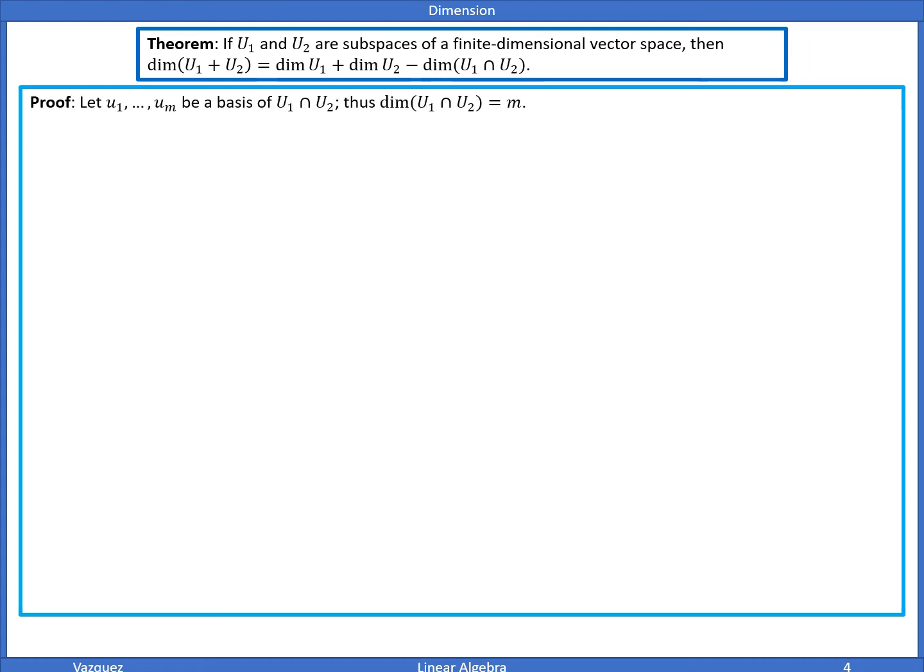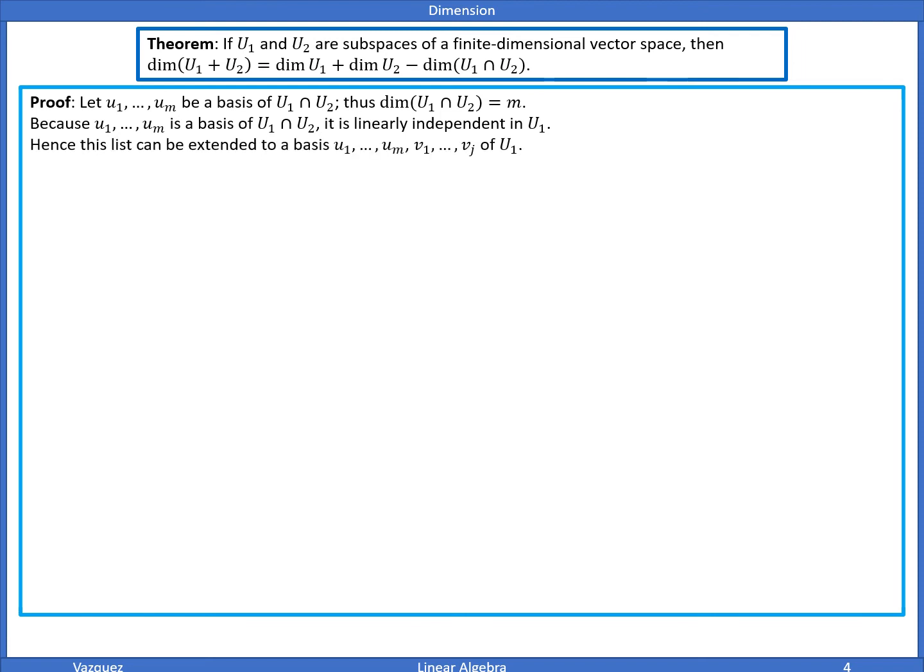So first things first, we're going to let u1 to um be a basis of the intersection of U1 with U2. Well, then the dimension of the intersection of U1 and U2 is m, because u1 to um is a basis of length m. Because it's a basis of the intersection, it is linearly independent in U1. So this list can be extended to a basis u1 all the way to um, and then v1 all the way to vj, of U1. Now it's a basis of U1.